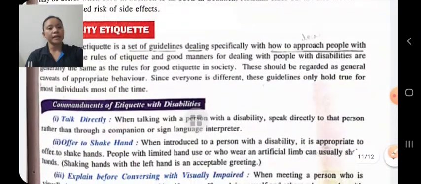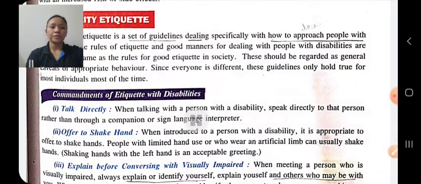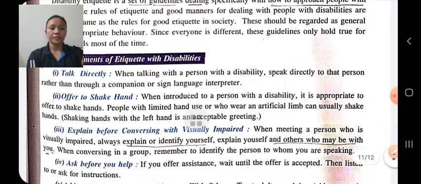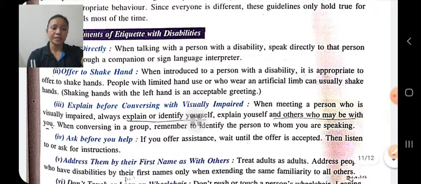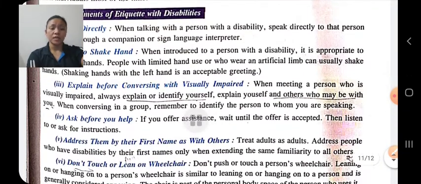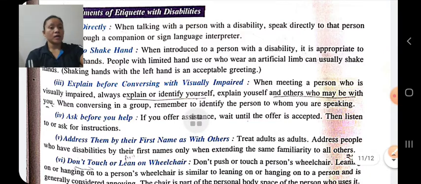These are some guidelines which you have to follow when dealing with a disabled person. First, talk directly to him. Whenever you meet a disabled person, offer to shake hands. Explain yourself before conversing with him. With a visually impaired person, ask before helping. Whenever you want to help him, ask him first. If he accepts your help, then only help.